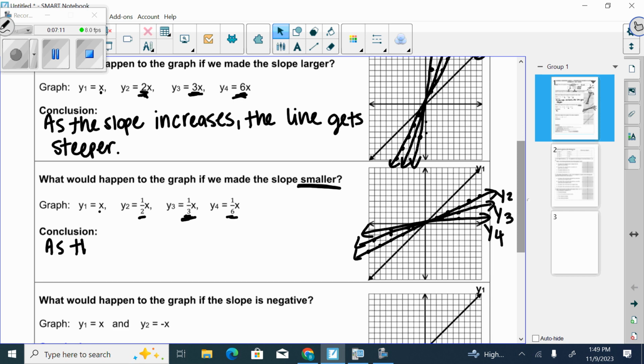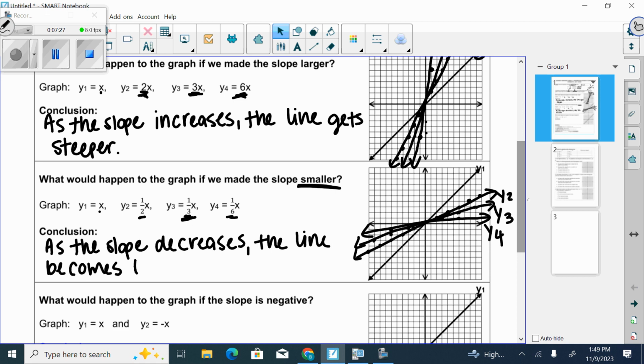So as the slope decreases, the line becomes less steep.